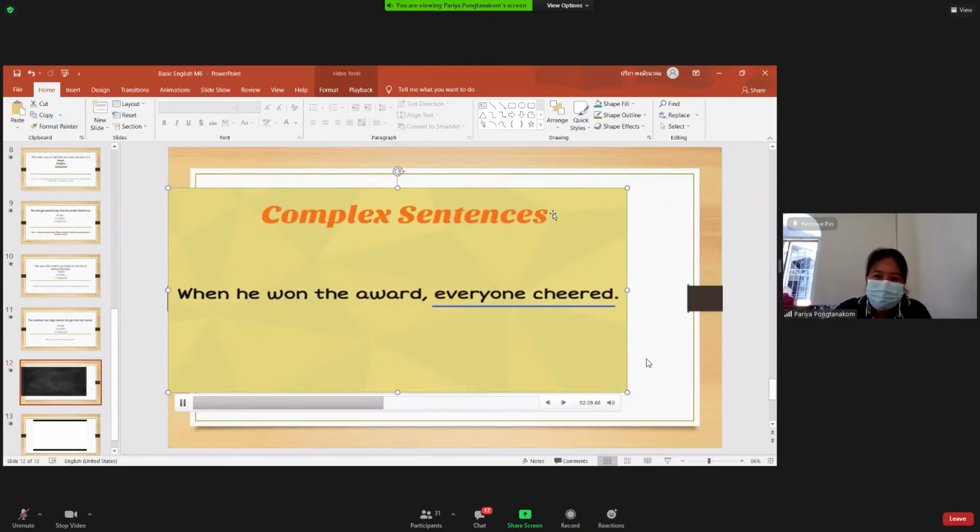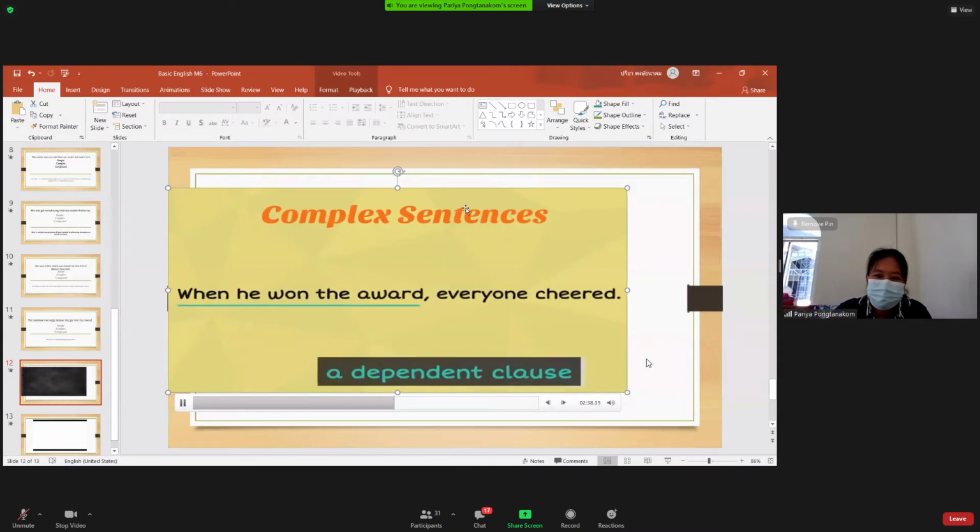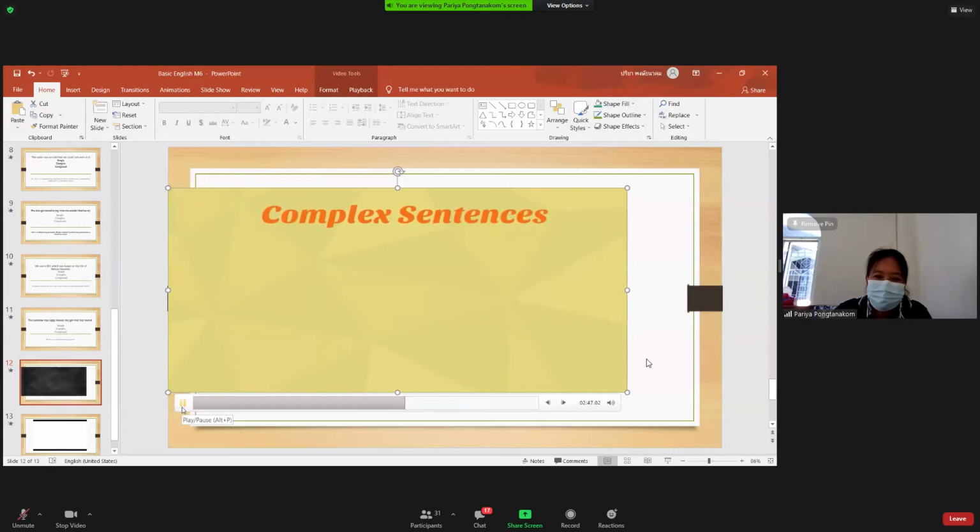This is the independent clause because it has one subject and one verb, and it's a completed thought. This clause is a dependent clause because even though it has a subject and a verb, it's not a completed thought. Let's look at another example.